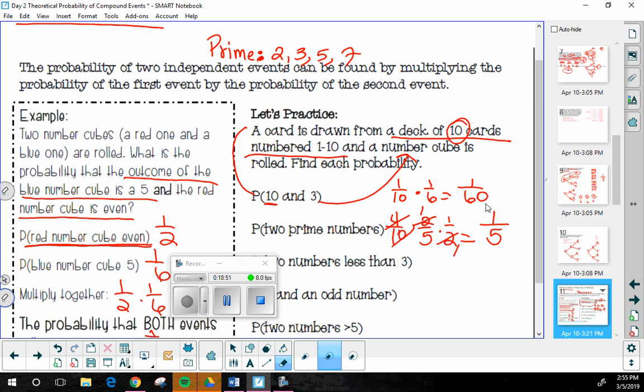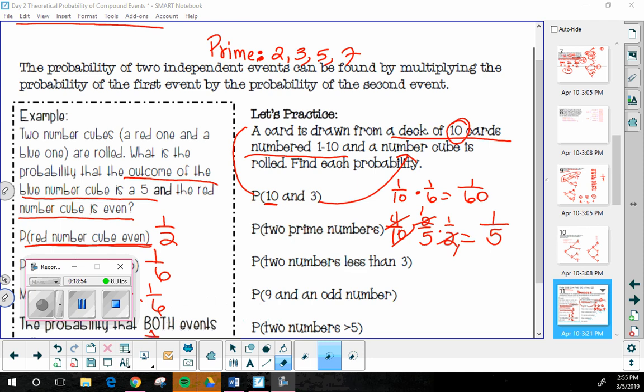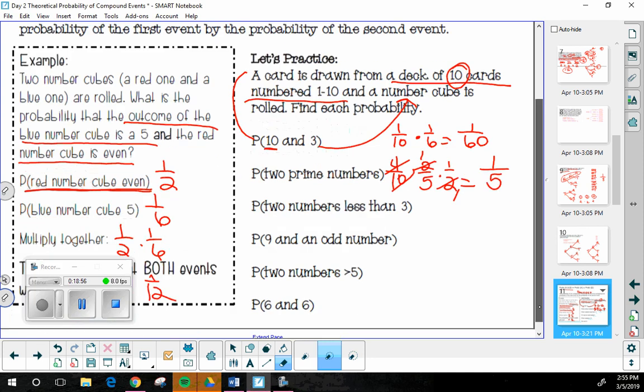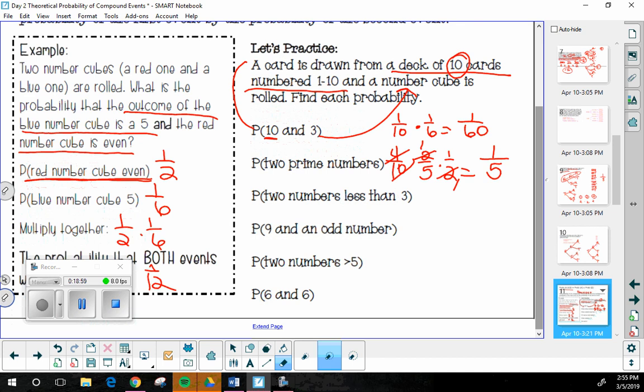All right. The next one is going to be two numbers less than 3. So out of the deck of cards, how many numbers do I have less than 3? 2 out of 10, which is what? 1/5. And then how many numbers less than 3 on a dice? Out of how many? And that's also what simplified? 1/3. So that would be, multiplied together, 1/15. It's still unlikely.